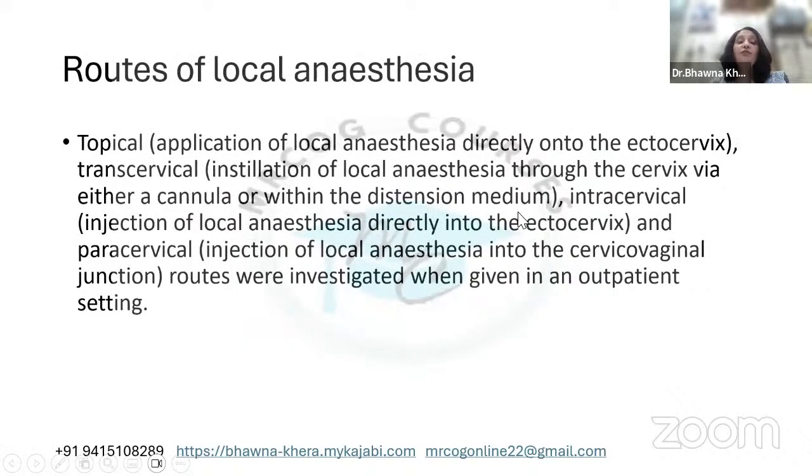Now, what are the various routes? How can we give this local anesthesia? Either we can apply topical anesthesia directly onto the ectocervix; transcervical, instilling local anesthesia through the cervix via the cannula or within the distension medium; intracervical, where we inject directly into the ectocervix; or paracervical, the injection of local anesthesia into the cervico-vaginal junction. These routes were investigated when given in an outpatient setting.